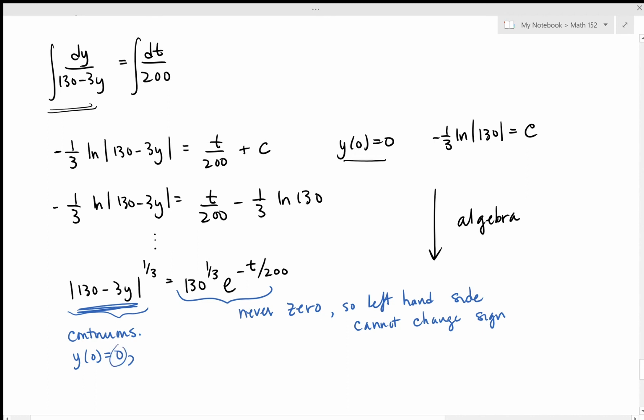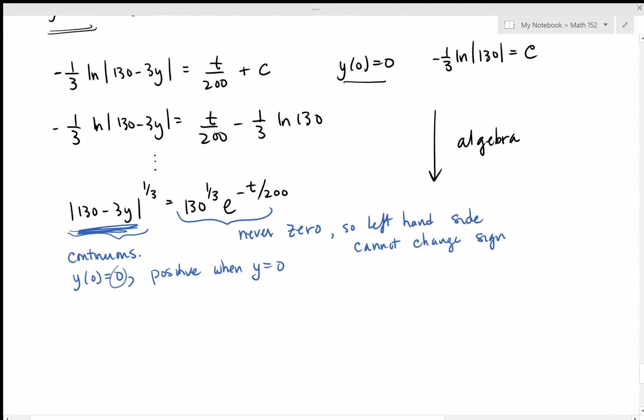Because that's my initial condition. And when y is 0, this thing is positive. Positive when y equals 0. Therefore, it's going to be positive all of the time, for all values of t. Therefore, I can remove the absolute value signs without putting in a negative sign. Caution and danger, right, on these things. So I'm going to remove the absolute value signs, and I'm going to cube both sides.